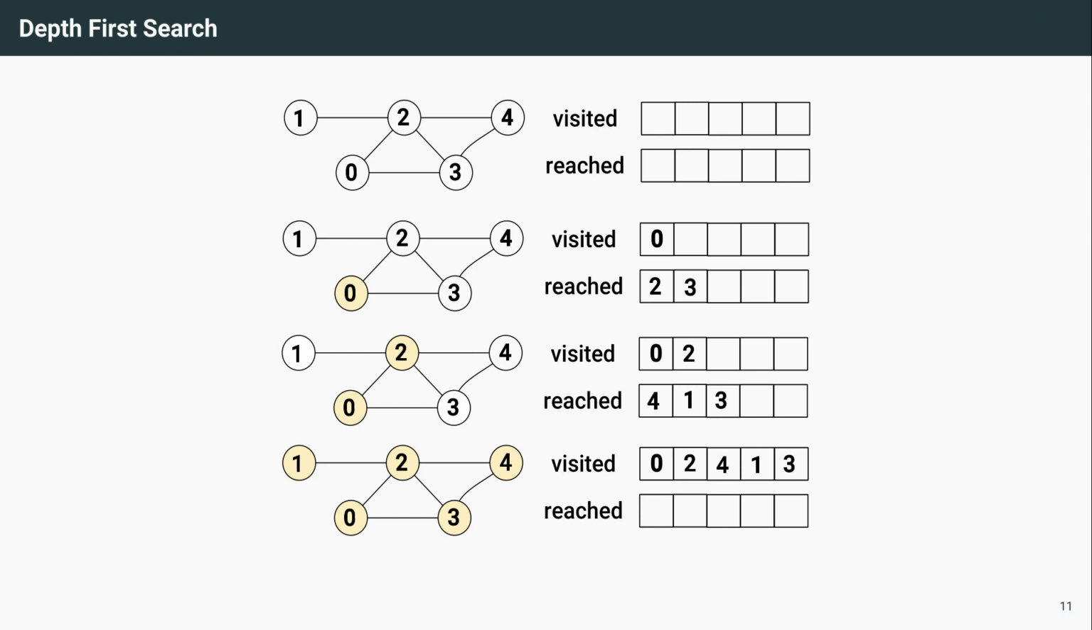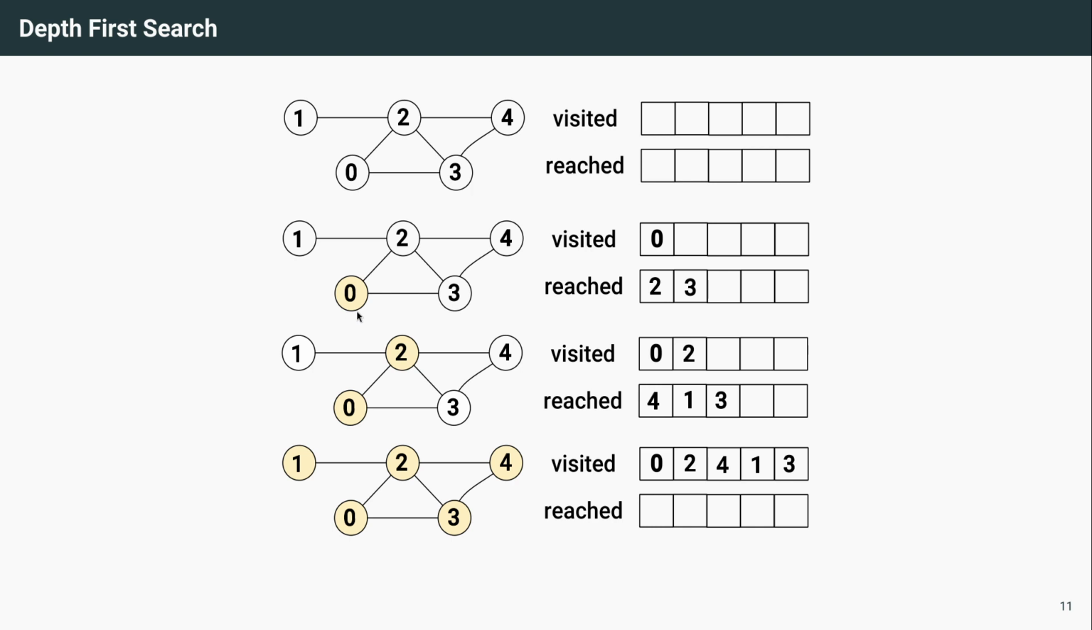So, we will see the comparison of search algorithms. So, without further ado, let's get started. Suppose we have the same graph which we had for breadth first search. Now the reached queue which we had for breadth first search has been replaced by a stack. And so let's see how it works out for depth first search.